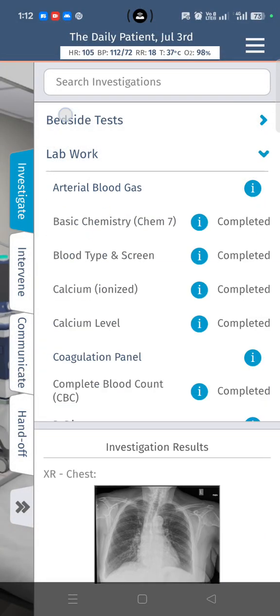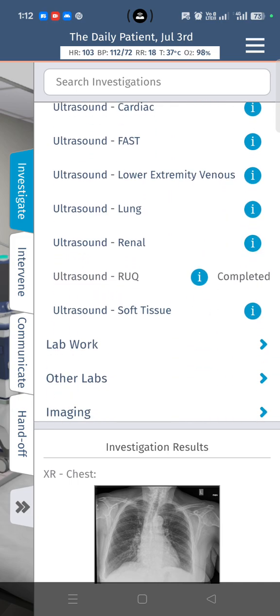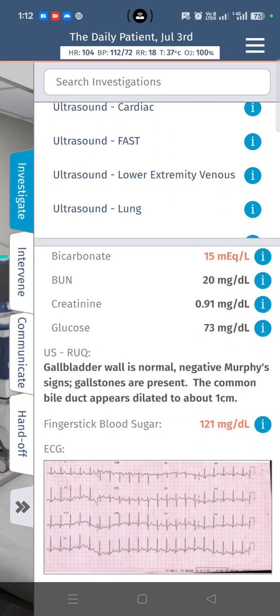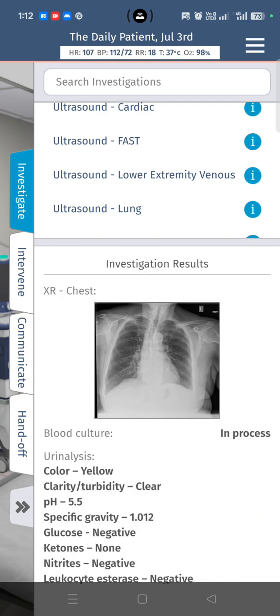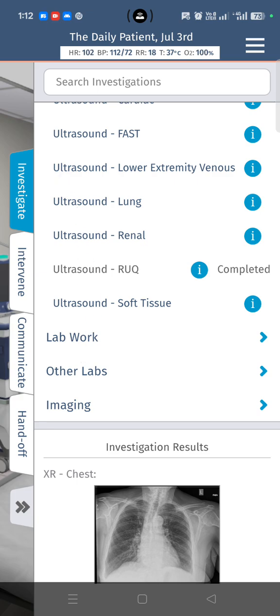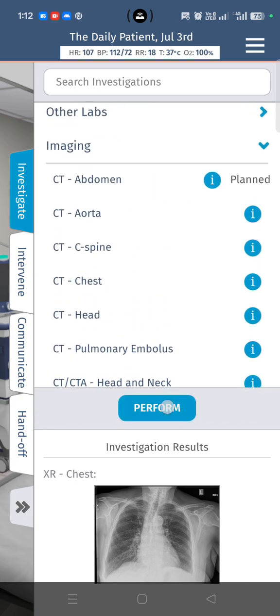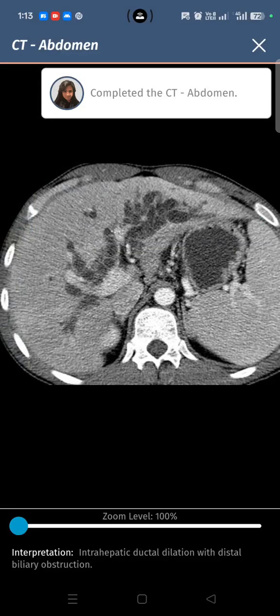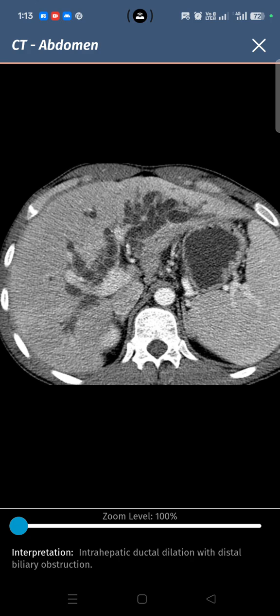Now we should conduct a USG for the right upper quadrant. The USG shows that the gallbladder wall is normal, negative Murphy sign, gallstones are present, and the common bile duct appears dilated to about 1 centimeter. And to be sure enough, we can also conduct a CT abdomen. From the CT abdomen, we can see that the patient has intrahepatic ductal dilatation with distal biliary obstruction.